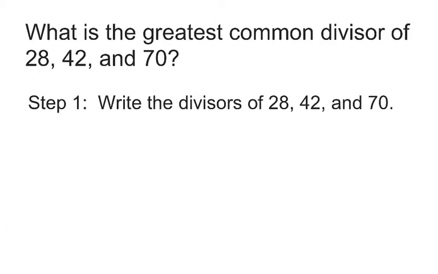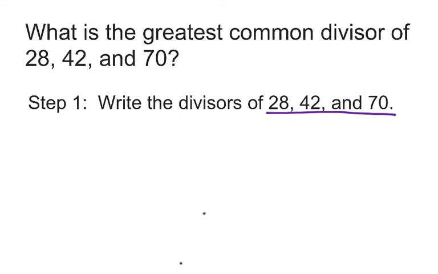Let's look at another example. What is the greatest common divisor of 28, 42, and 70? Now remember, greatest common factor and greatest common divisor are synonyms. So first we're going to write the divisors of 28, 42, and 70. In other words, we're going to write the factors.